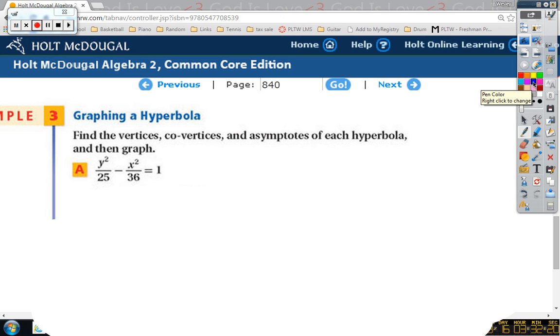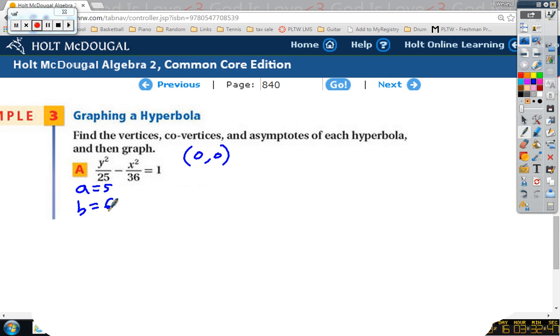Alright, so vertices, covertices, and asymptotes. Well, first, notice that this one is actually centered at the origin. So my center is 0, 0. So I will be using the first chart on this one. Okay. I see the A equals the square root of 25, which is 5. B equals the square root of 36, which is 6.